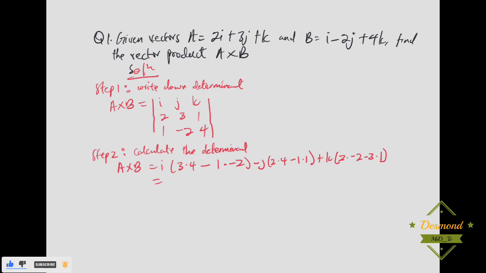When we simplify, we should get i multiplying 12 plus 2, minus j, 8 minus 1, plus k, minus 4 minus 3. And lastly, we should get 14i minus 7j minus 7k. So that is the answer for the product A times B. Very easy. Now let's look at our second question.